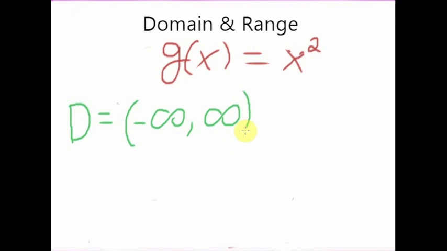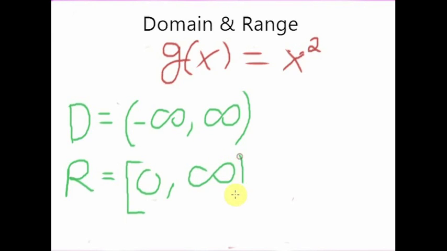The range of the graph is 0 to infinity. 0 is a real point, and it is included in the graph, so we can write it with a hard bracket. Infinity is still not a real point, so we still have to use the soft parentheses. So the domain is negative infinity to infinity, and the range is 0 to infinity.